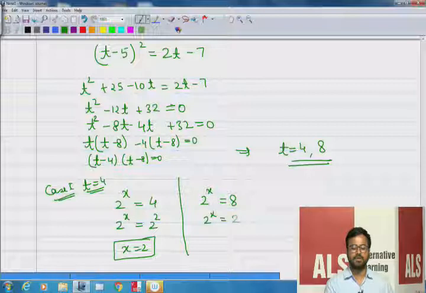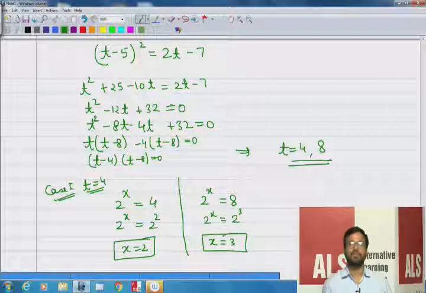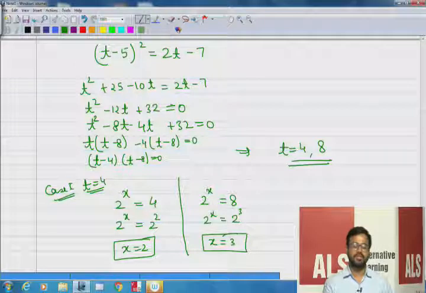This 8 can be represented as 2 power 3. Now since the bases are same, we can equate the exponents. So x is equal to 3. So these are the two values of x we are getting: x is equal to 2 and x equal to 3. But again our question is not completed over here.